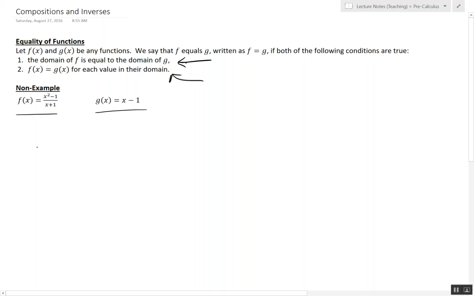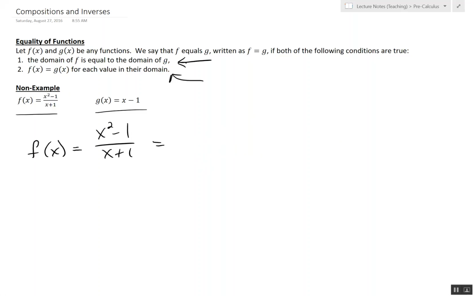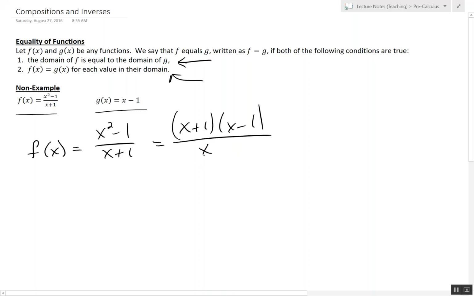So let's simplify f of x. When we factor the numerator, we get x plus 1 times x minus 1, all over x plus 1, and these x plus 1s cancel, and we get x minus 1.